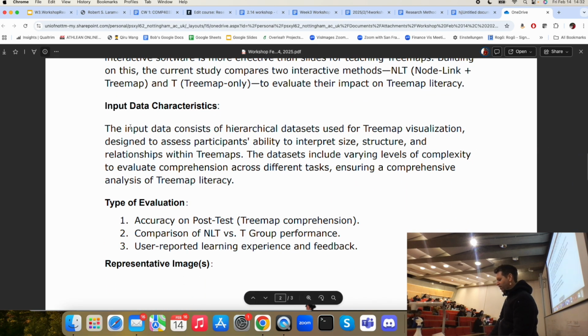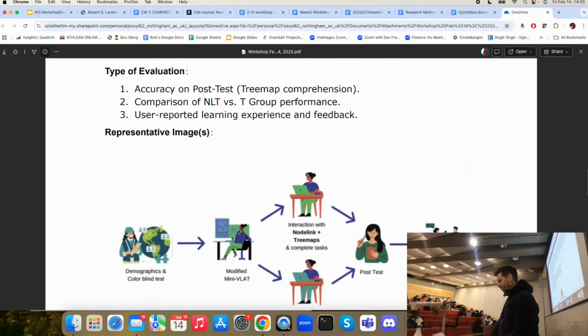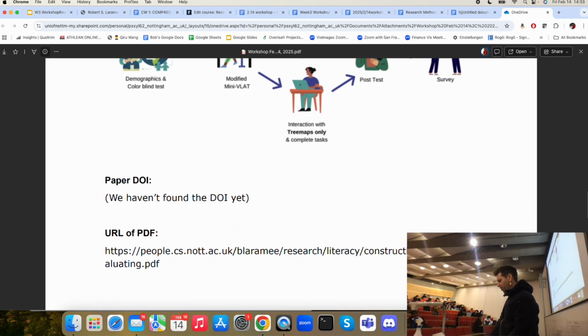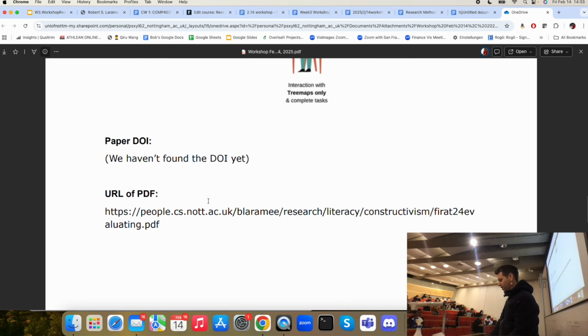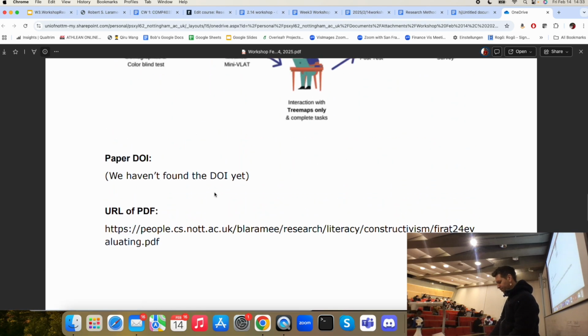Yes, this is correct. So the type of evaluation is a classroom-based user study. That's the type of evaluation. Yep, that's a good representative. Oh yes, I'm not sure if this paper has a DOI yet or not. I don't think this paper has a DOI. Any questions or comments?